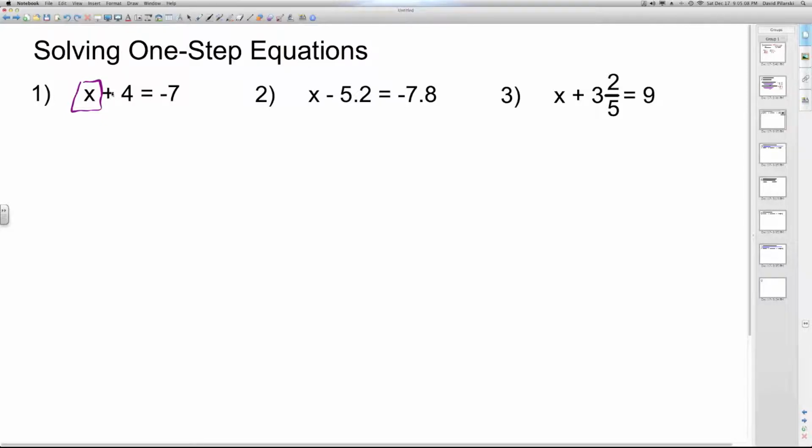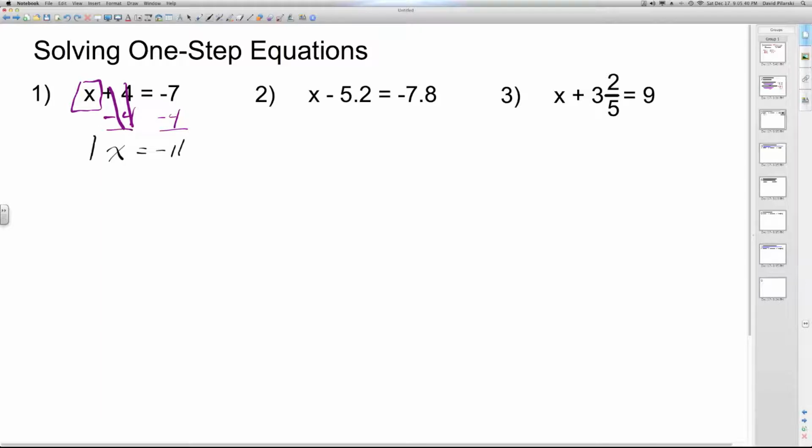Looking at the left, we have to get rid of a plus 4. The opposite of plus 4 is subtract 4. Using the subtraction property of equality, I subtract 4 from both sides. The 4's on the left, because they're opposites, become 0. They cancel, they go away, isolating the variable x. I should bring down my equal sign. Now on the right hand side, I have to do negative 7 take away 4. Negative 7 take away 4 is negative 11.